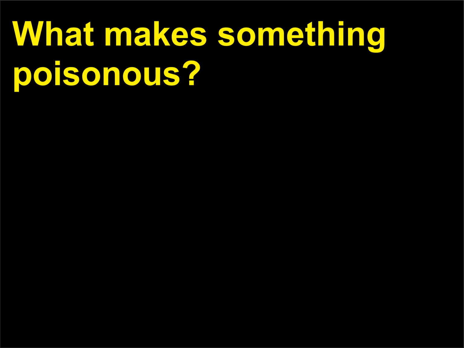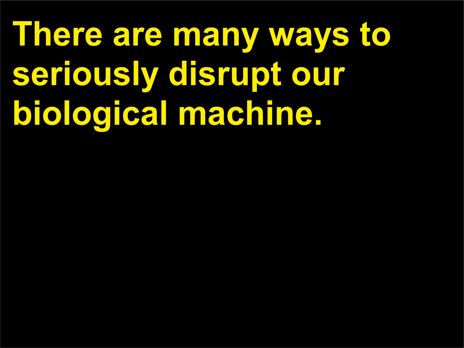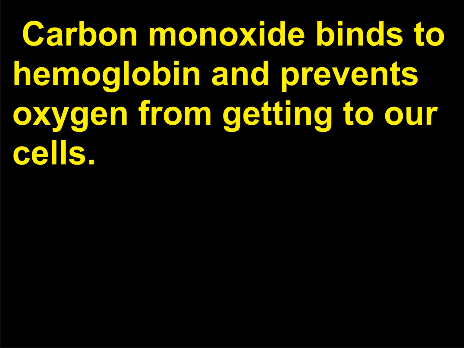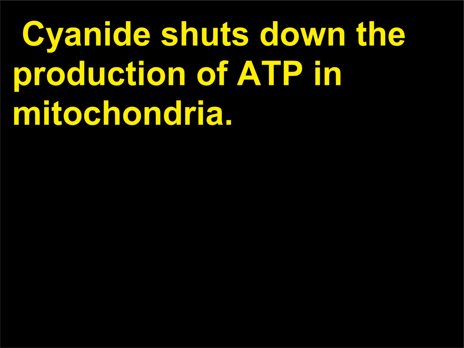What makes something poisonous? There are many ways to seriously disrupt our biological machine. Carbon monoxide binds to hemoglobin and prevents oxygen from getting to our cells. Cyanide shuts down the production of ATP in mitochondria.